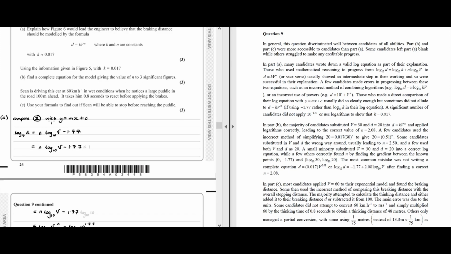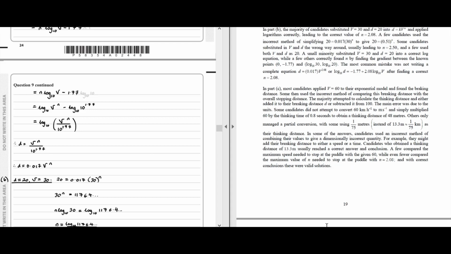The most common mistake was not writing a complete equation shown here or shown here after finding a correct n equaling 2.08. And the question did ask us to find a complete equation. Part C was a bit more difficult as well. We see a lot said over here for part C.